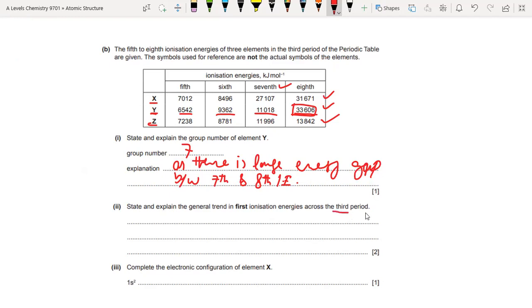Third period. As we are moving in the period of the periodic table, shell number is not increasing. Shell remains same. So no shielding effect.